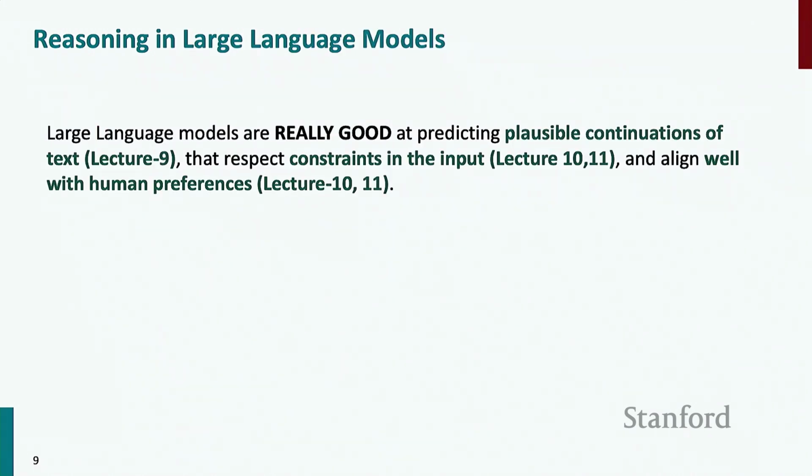Okay, so let's come back to language models, okay? So we've learned in lectures 9, 10, 11 that large language models are really good at coming up with plausible continuations of text that reflect human preferences and constraints. Today we'll try to answer if they can also reason, okay?